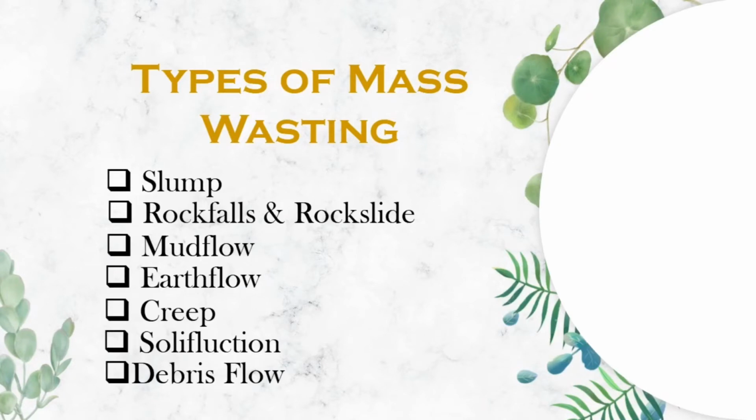Types of mass wasting. There are seven types of mass wasting. First, slump. Second, rock falls and rock slides. Third, mud flow. Fourth, earth flow. Fifth, creep. Sixth, solifluction. And the last but not the least, debris flow.